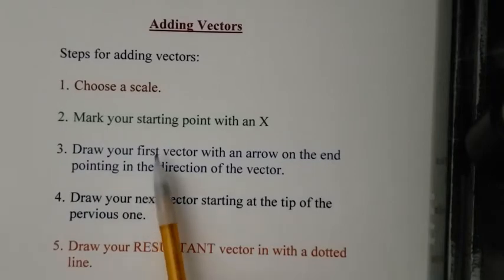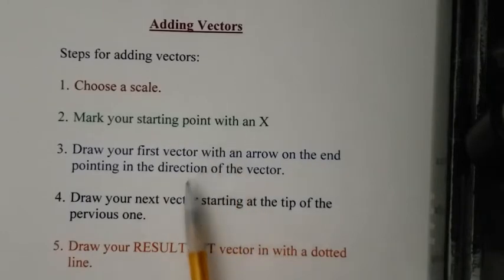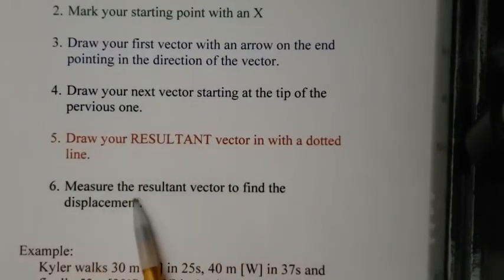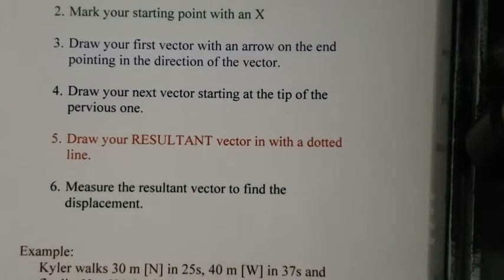So wherever the first one started, your X, and your last one ended, that's called our resultant. And we're going to draw that with a dotted line. And the last thing you do is you just simply measure your resultant to find the displacement. So next we're going to try an example showing you exactly how to do this.